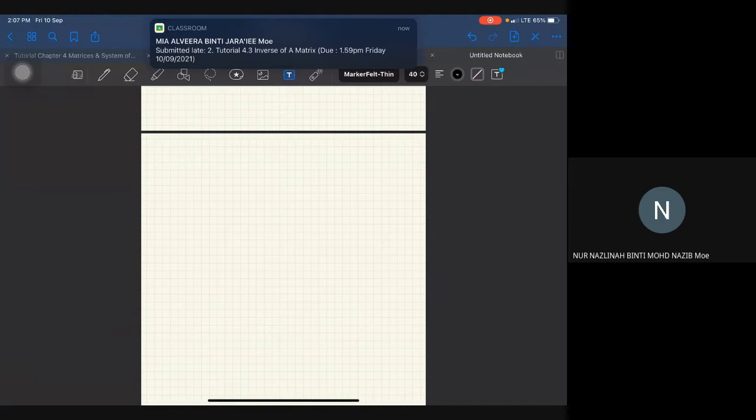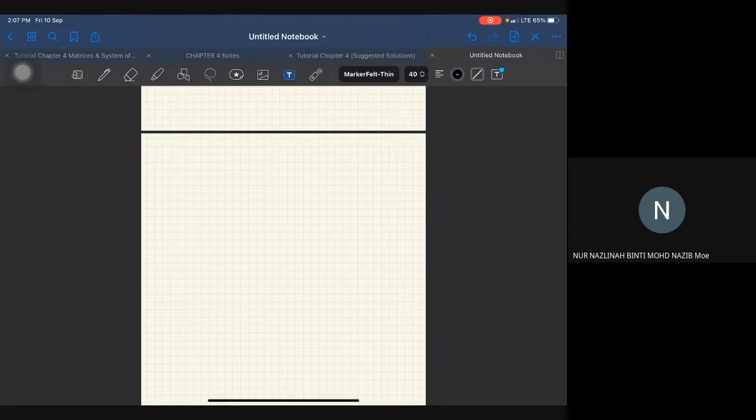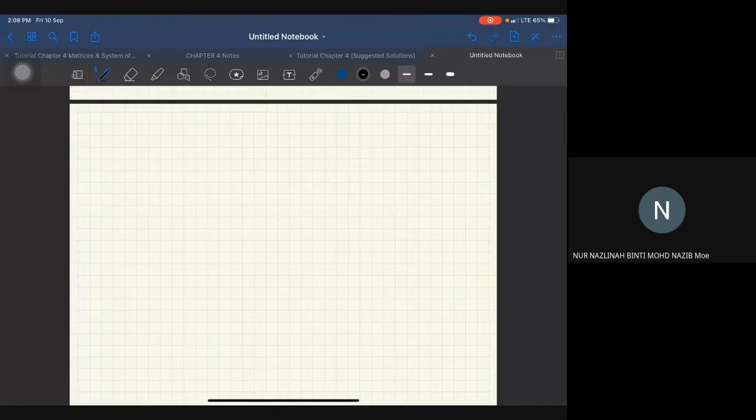Okay, so dekat chapter inverse matrix ni, apa yang awak dah belajar? Macam mana, apa cara yang kita boleh guna untuk kita cari an inverse of a matrix? Adjoint method dengan ERO. Biasa orang sebut ERO, elementary row operation. Okay, so itu adalah ERO.